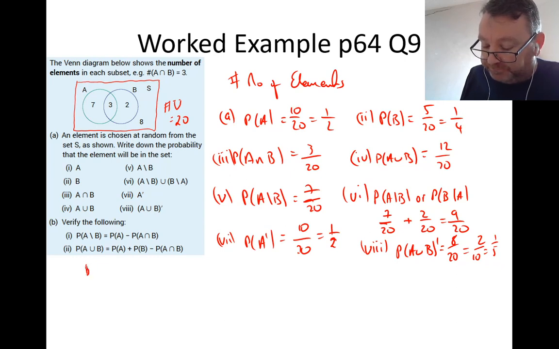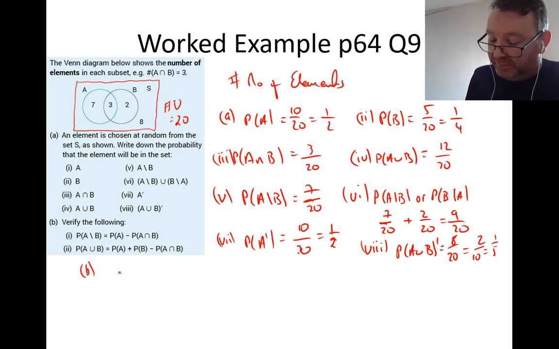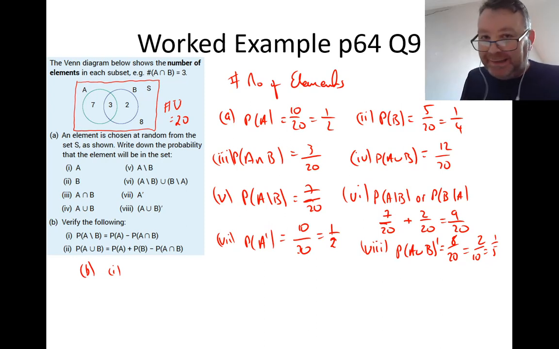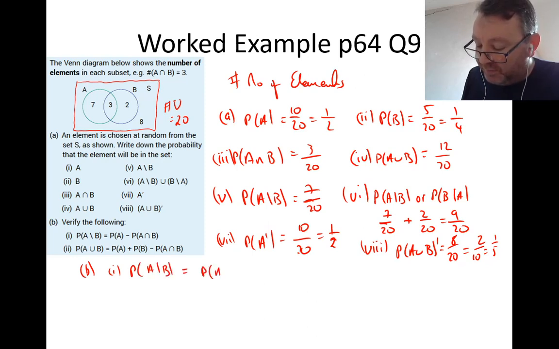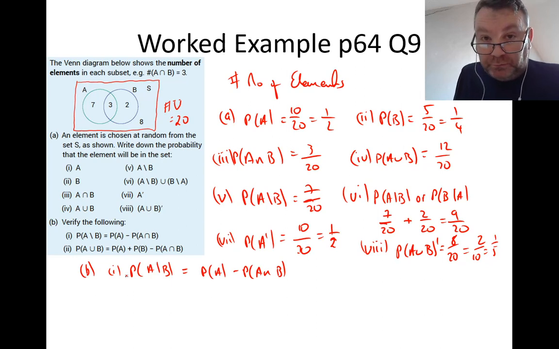Okay, part B. Verify the following. Okay, so verify means it has to happen. You can't get anything outside of what they're telling you here. So these have to make sense. So the probability of A not B should be equal to the probability of A minus the probability of A intersection B. Okay, work it out. Write down what it is underneath.